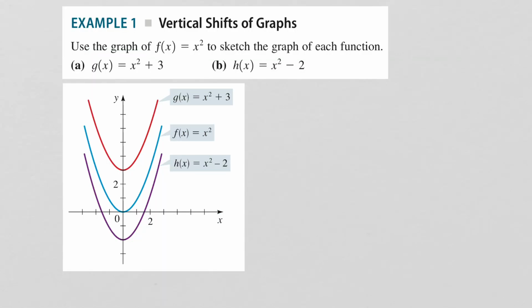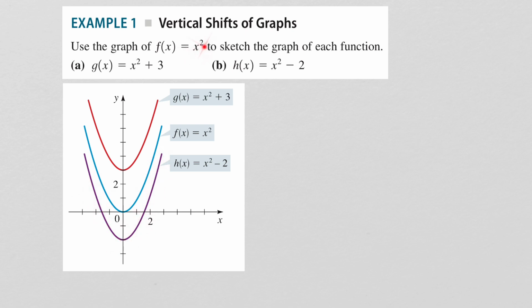As an example, suppose we are looking at the graph of f of x equals x squared, which we know is this parabola right here. What is the graph of x squared plus 3 going to look like? Well, it will be the same graph, but shifted up 3 units. And you can see that is the red graph here. Likewise, the graph of x squared minus 2 is going to be this graph, but shifted down 2 units. And that is this purple graph that you see here.